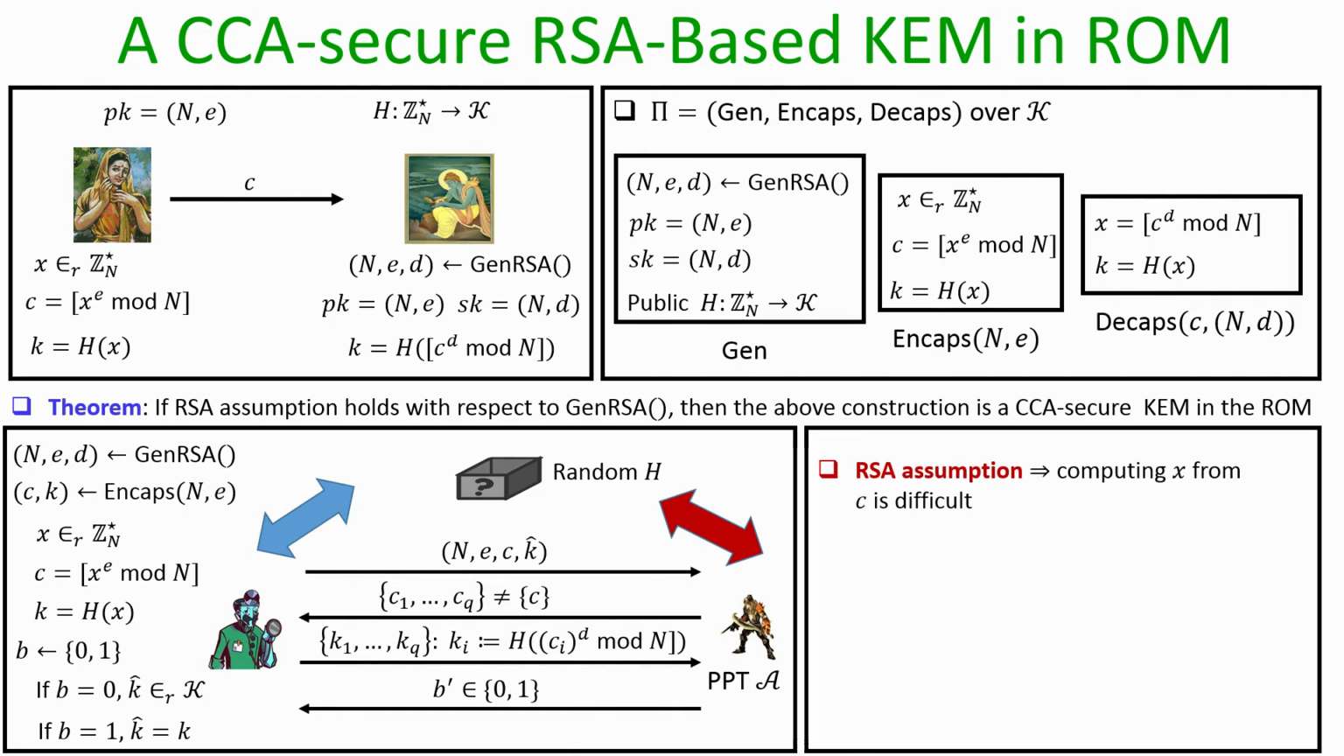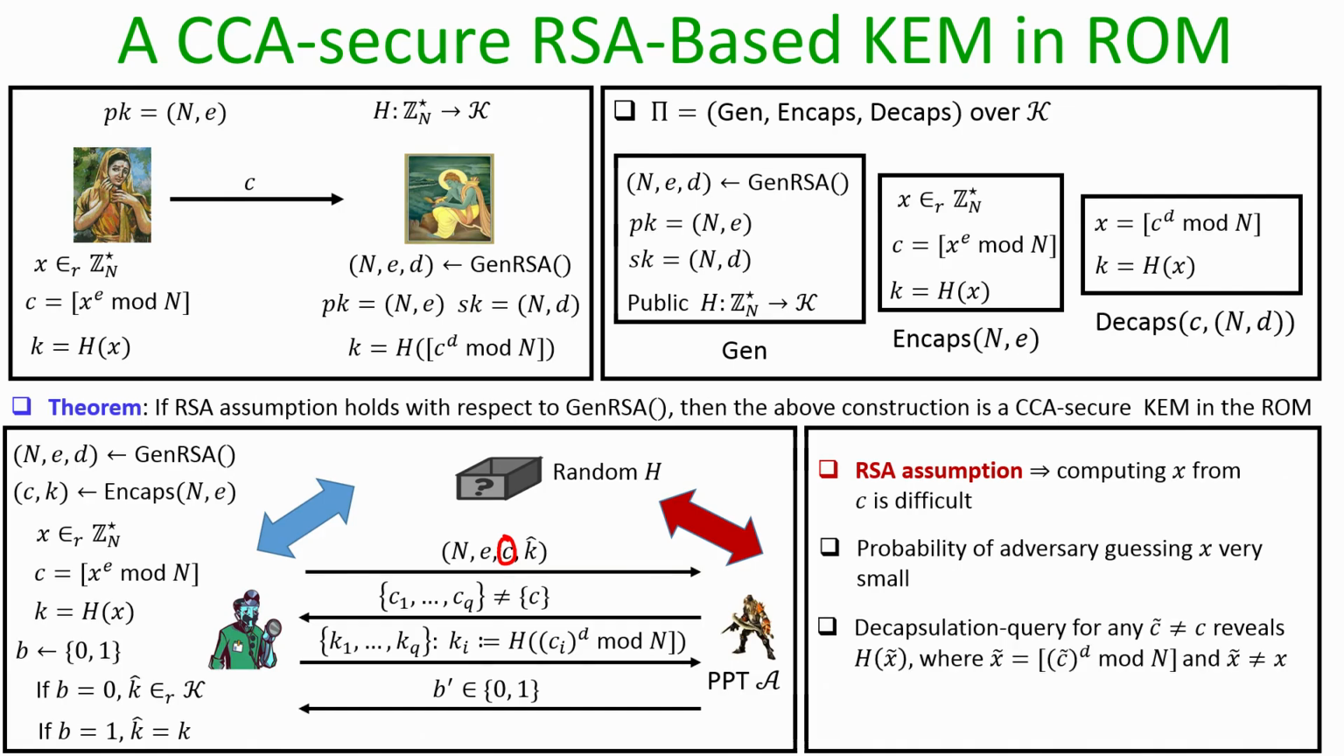The underlying idea behind the security proof is the following: if we assume that the RSA assumption holds, then computing the exact X from this C is difficult, because that is precisely an instance of the RSA problem. Since the adversary is given access to the H oracle, the probability that the adversary could guess X and ask the output of the H oracle on that X is very small. That comes from the assumption that the RSA assumption is true.